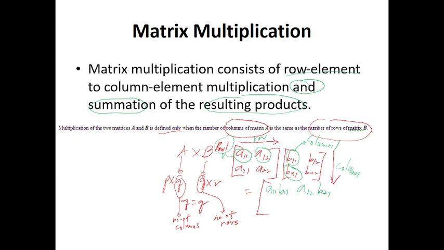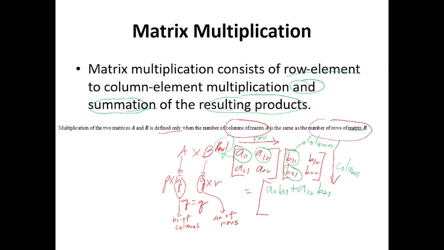Then, summation of the resulting products. So, there's a product, the summation, or we just add them. Okay, that's how it is. And that is the new element now in A times B. Right? This is now the new element in the first row, first column. The combination of the two. The sum. Right? So, that's matrix multiplication.